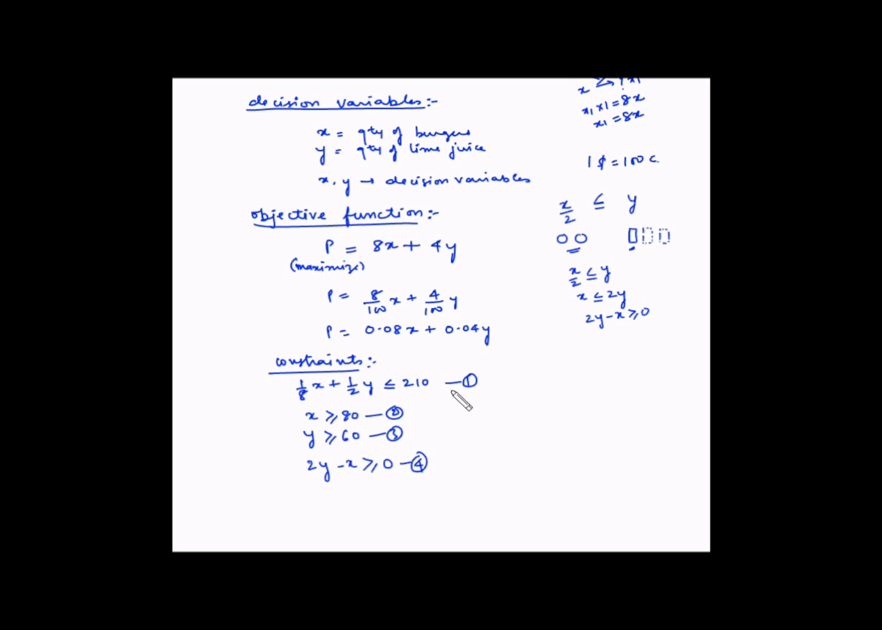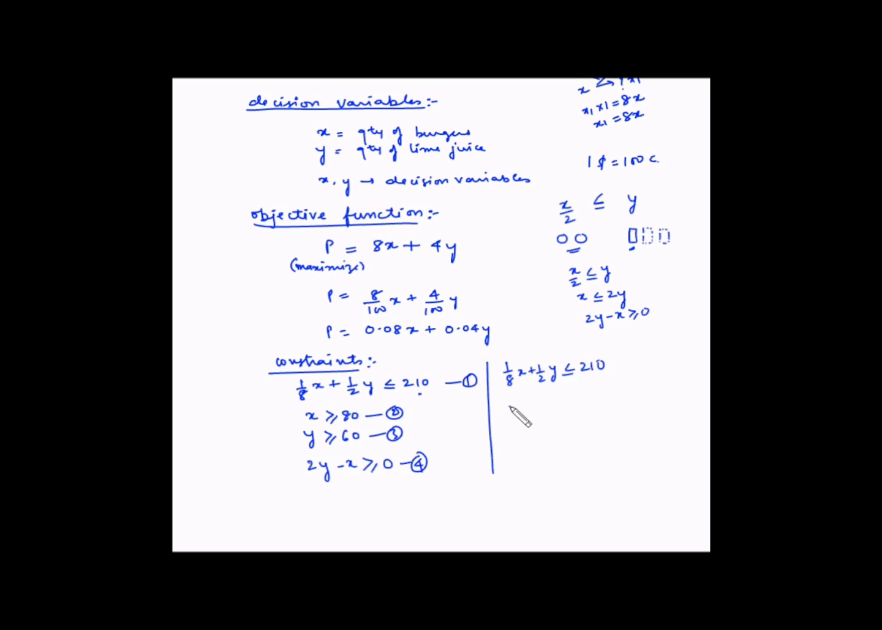So these are the constraints that we need to plot on the graph in order to maximize the profit. So let us first simplify this equation here. This equation has 1 divided by 8x plus 1 divided by 2y is less than or equal to 210. So let us simplify it for the ease of plotting. So 1 by 8x plus 1 by 2y is less than or equal to 210.